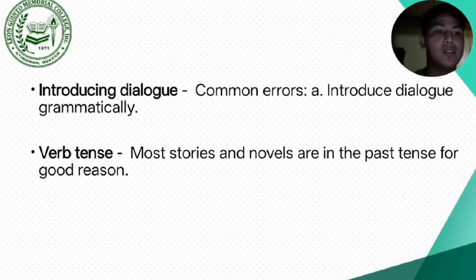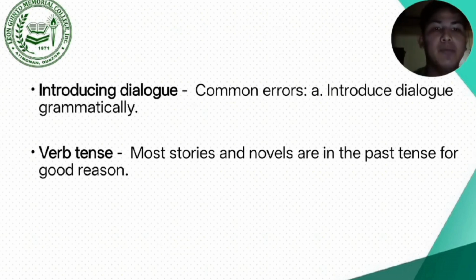The next one is introducing dialogue. Common errors include introducing dialogue ungrammatically. Dialogue is the conversation between characters in a story. It makes the story more interesting and realistic because it lets readers hear how characters talk and feel. But when writing dialogue, there are rules to follow so it's clear and natural. Make it sound real and easy to follow. Use correct grammar, make it clear who's speaking, and let actions and tones show how the characters feel.